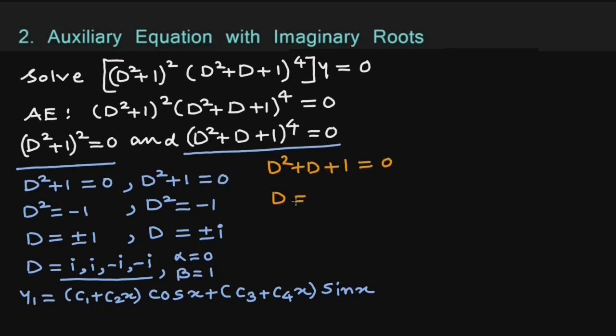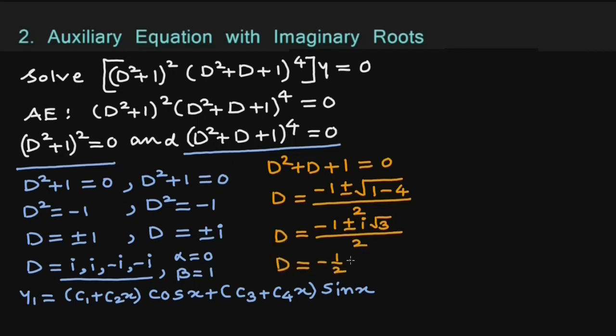d is minus 1 plus or minus the square root of b square minus 4ac. 1 square is 1, minus 4ac is minus 4, upon 2a which is 2. Minus 1 plus or minus the square root of minus 3, which is i root 3, upon 2. d is minus half plus or minus i root 3 upon 2. Here alpha is minus half and beta is root 3 upon 2. These roots are repeating 4 times.